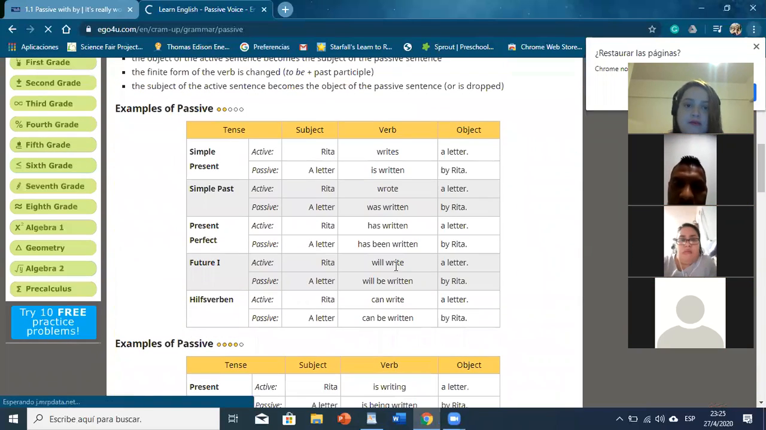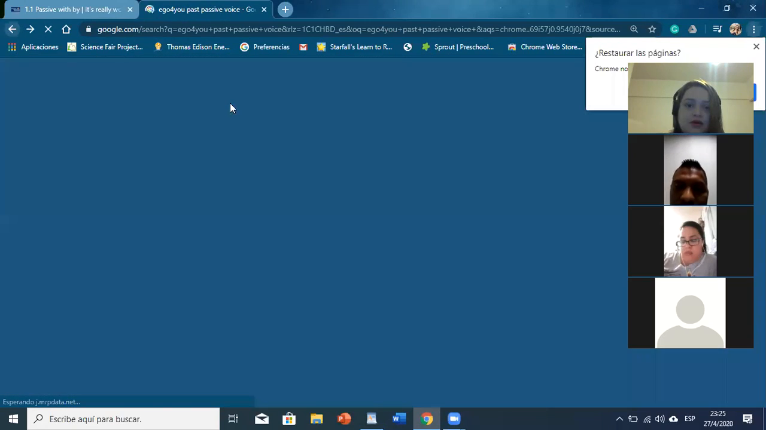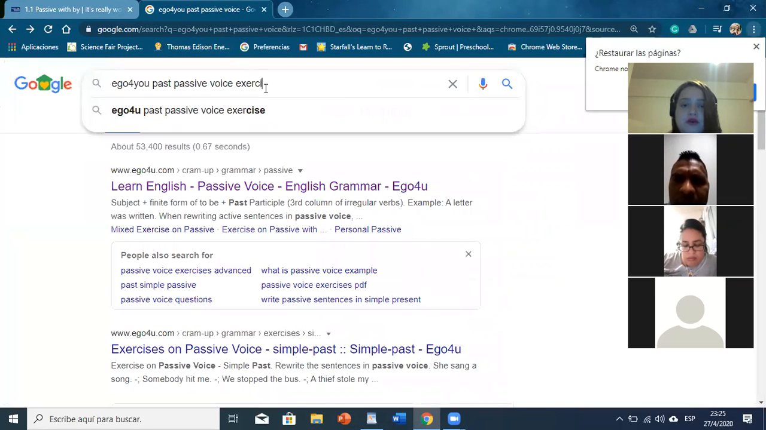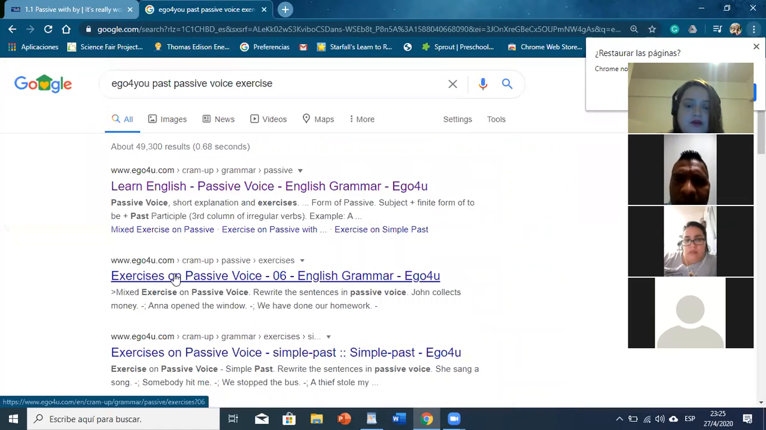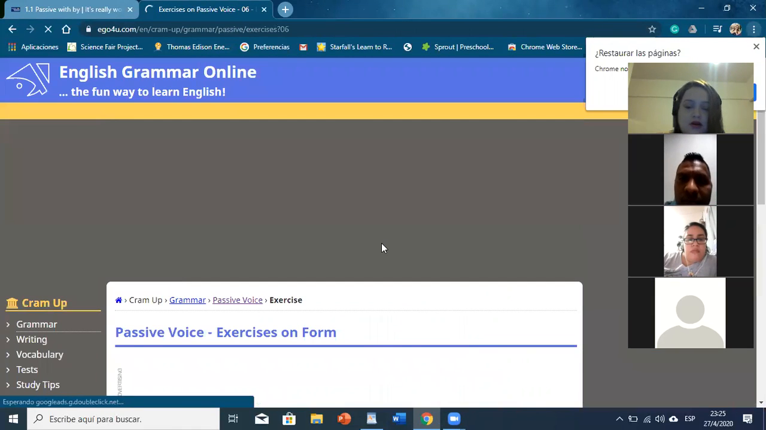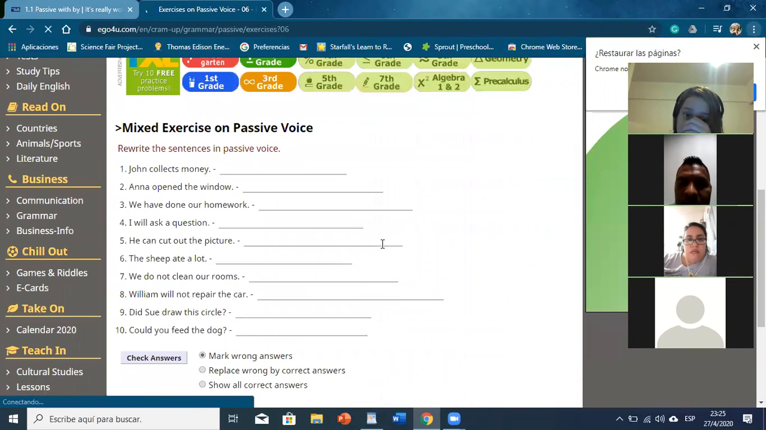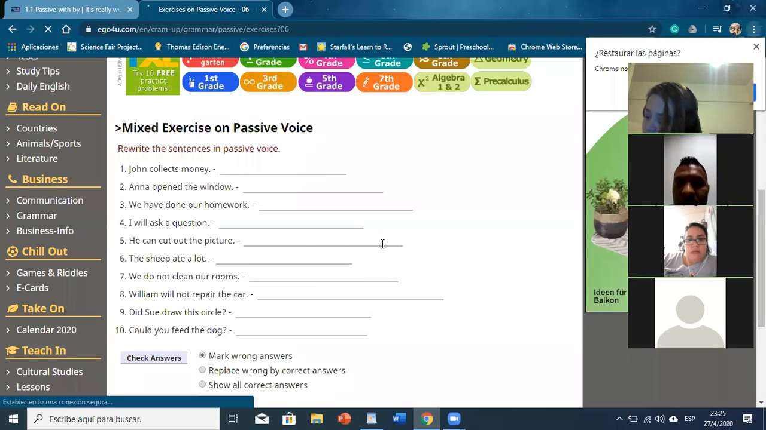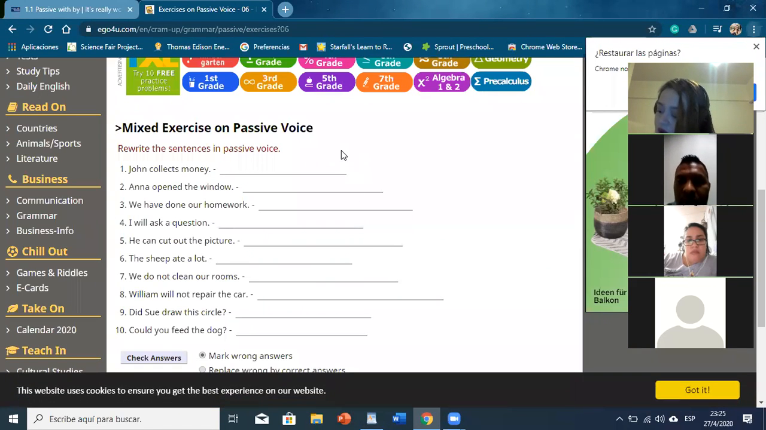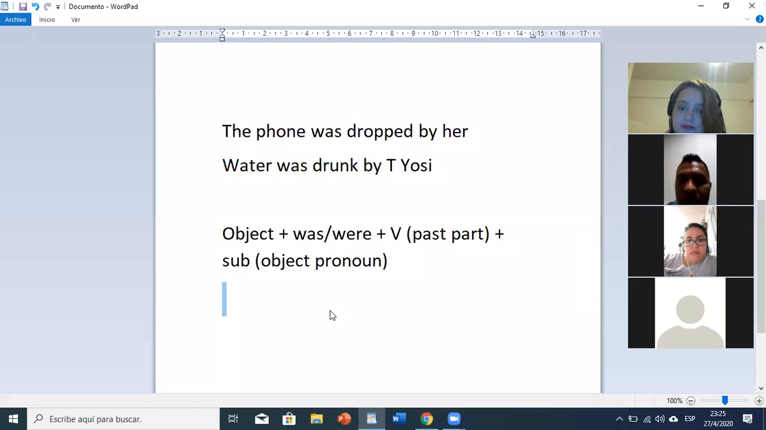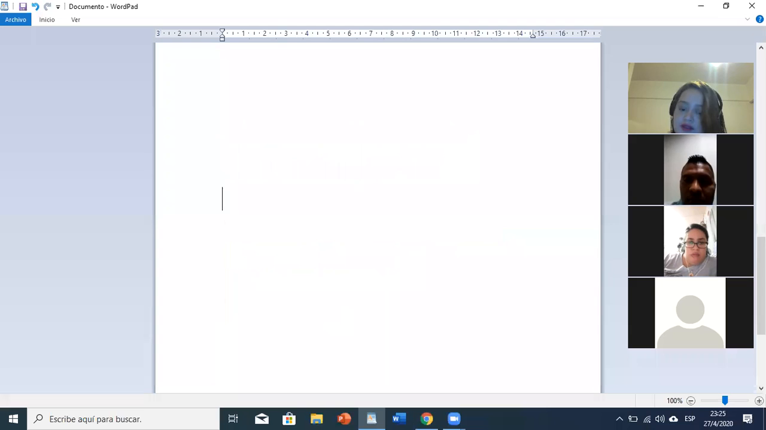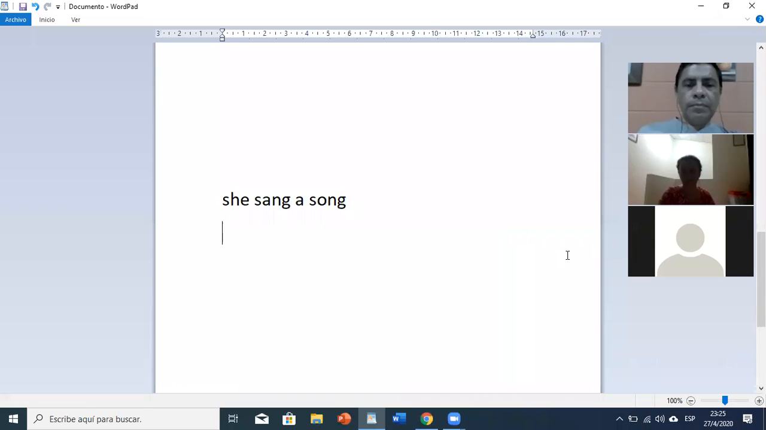And that's the explanation. Hold on. I'll send you the link so you can work together. But here's the one. See, I'll send it to you because this is not the one, okay? Not the one I have on the phone. But the first sentence says, she sang a song. She sang a song. What's the passive voice of that?